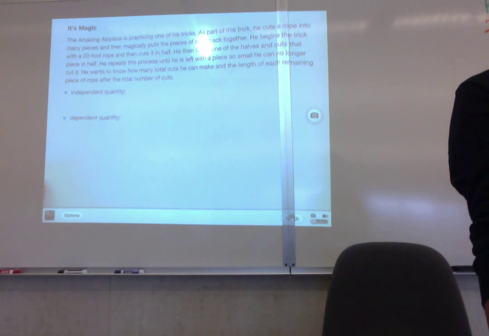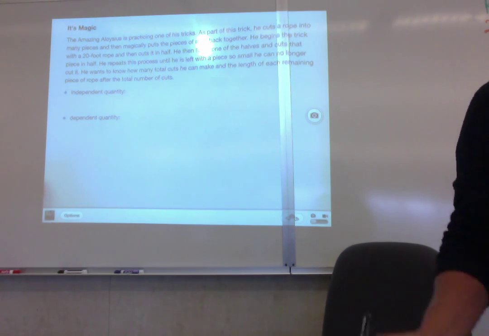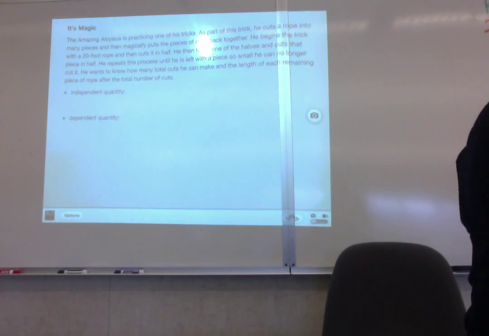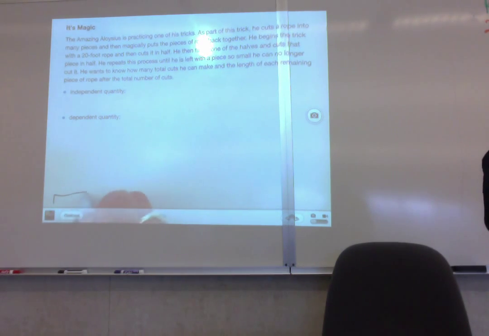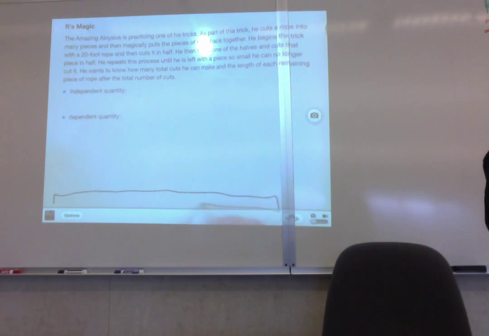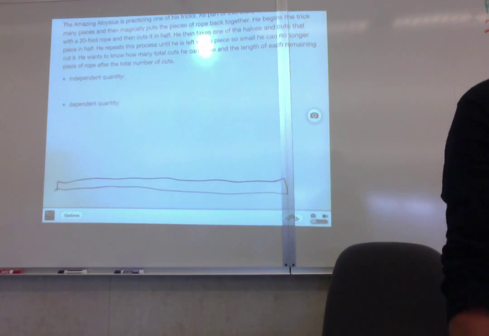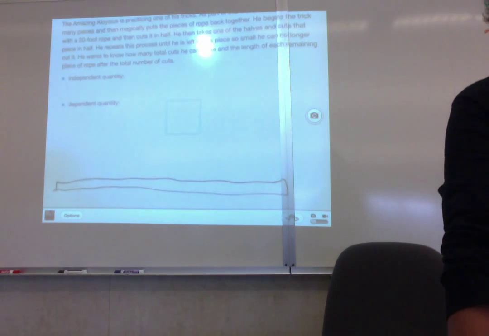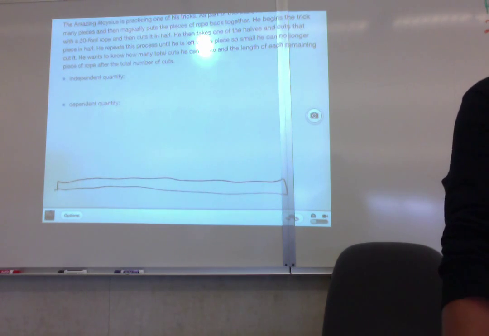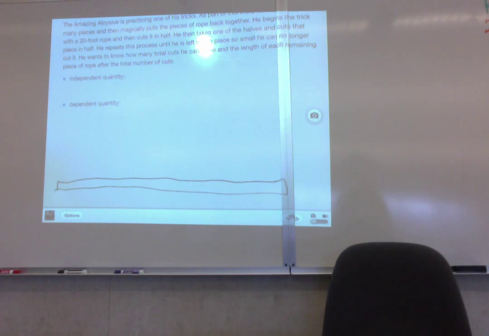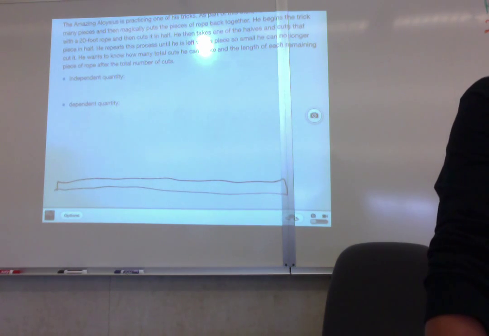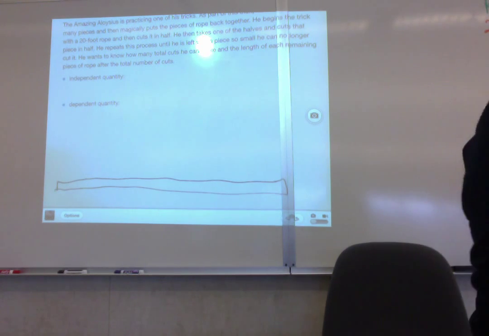I got lost. He was reading beautifully, but okay. Let's draw a picture. Sometimes on these big long ones. Okay, here we go. Draw yourself a little rope at the bottom. I like your rope. What does he do to that rope first? Cuts it in half.